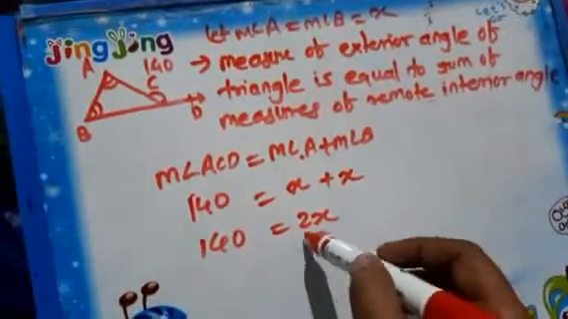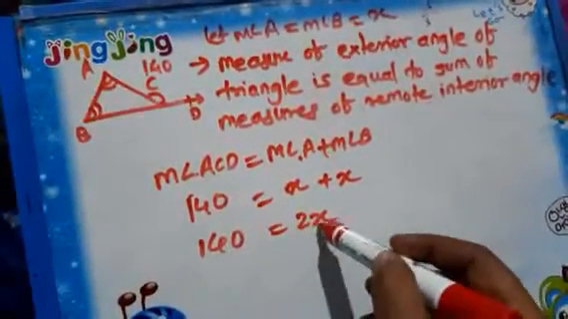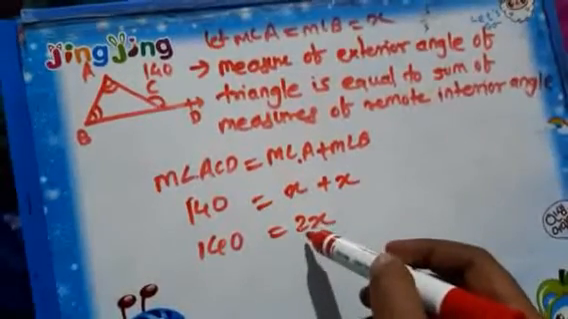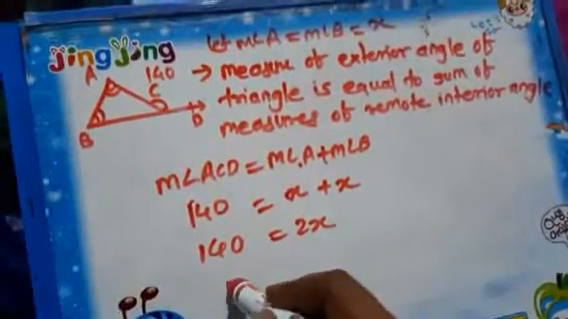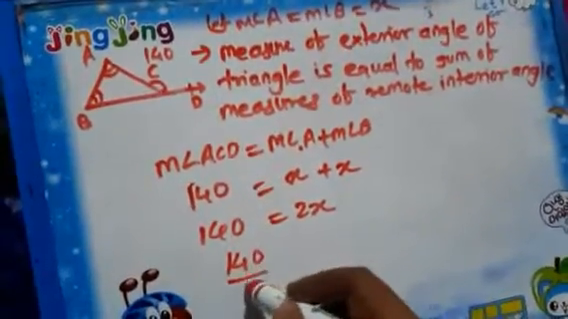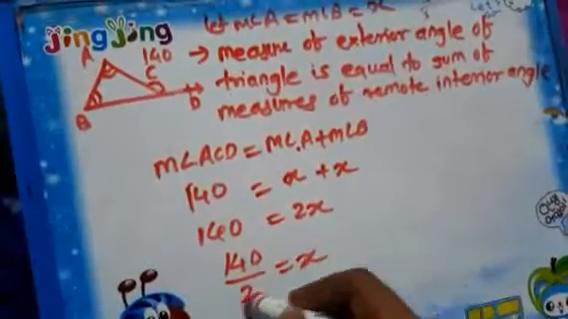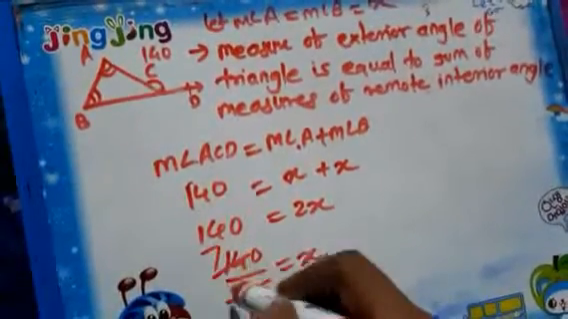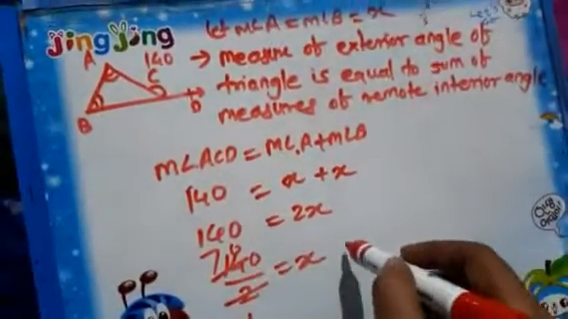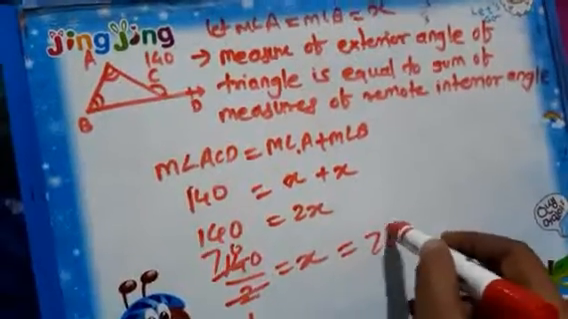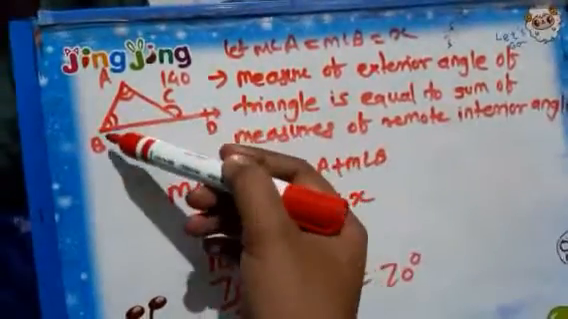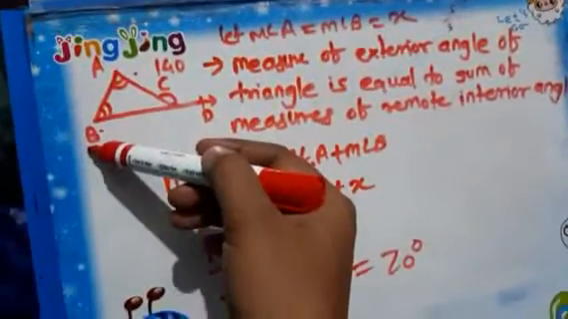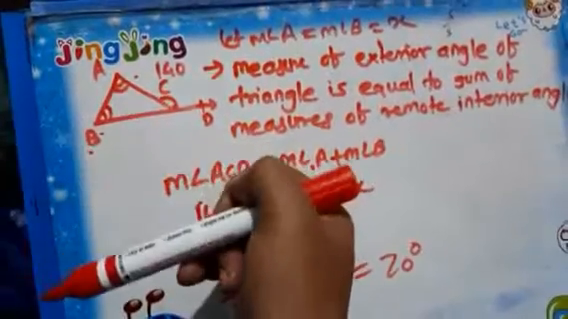Now this 2 we will send to this side. It is in multiplication, 2 into X. So multiplication will convert into division. So 140 divided by 2, it will be X. 2 1s are 2, 2 7s are 14, 0. So X is equal to 70 degrees. So these two angles will be of equal measure and that will be 70 degrees.